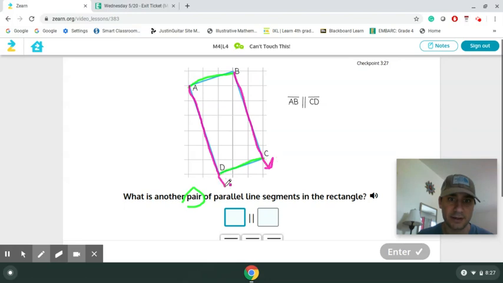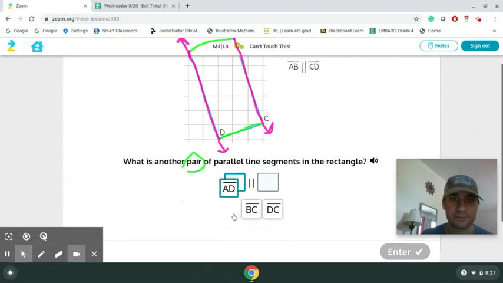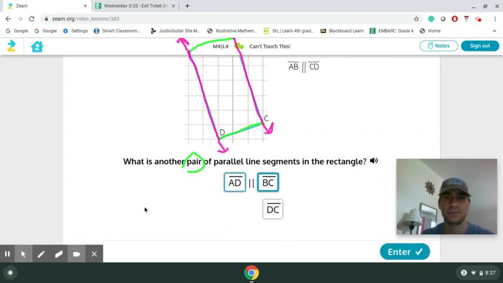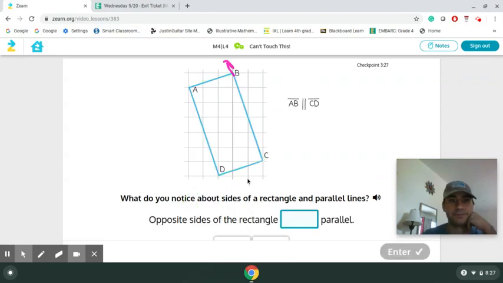It looks like they never touch. They would run alongside each other forever. Same distance apart. It looks like AD and BC are indeed parallel. Nice job.